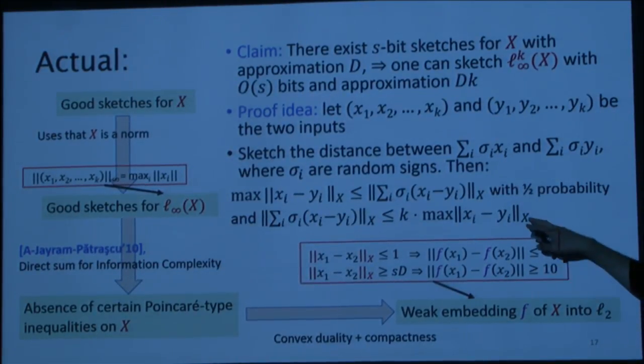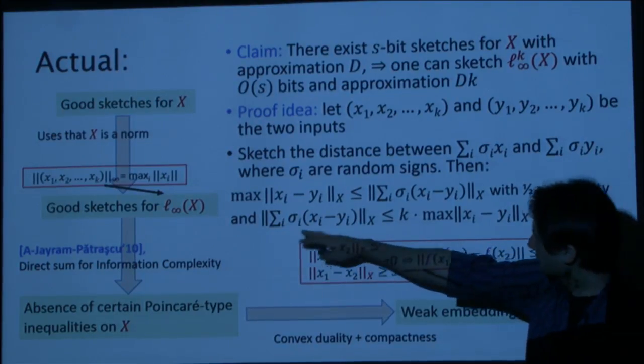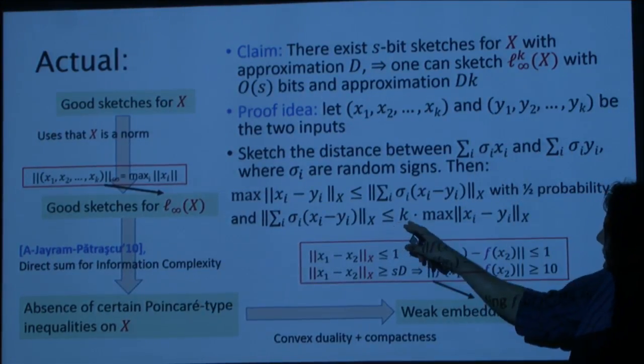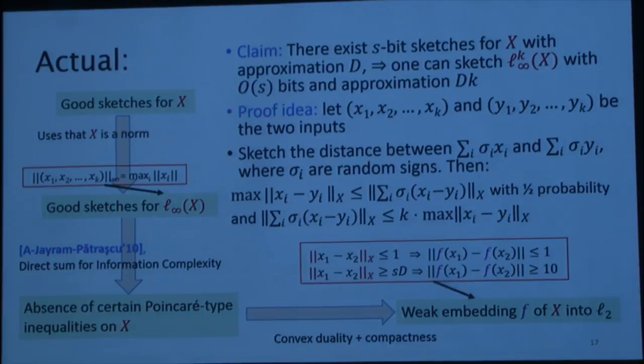And the more obvious statement is that the distance in these random summations is at most k times the maximum, just by triangle inequality. Also in the lower bound, you use triangle inequality? This is where we use triangle inequality. But in the lower bound, it's used, and here as well. Yeah, this is right. So this is where we use norm in this first section, yes.